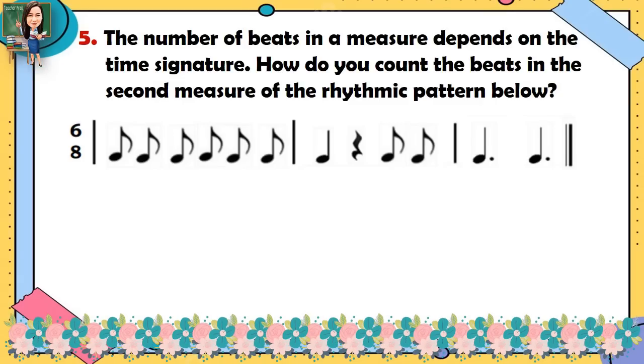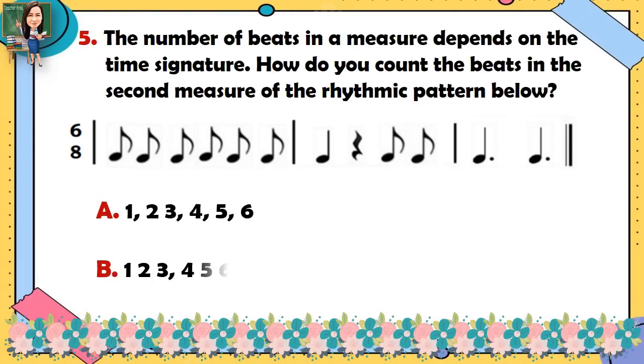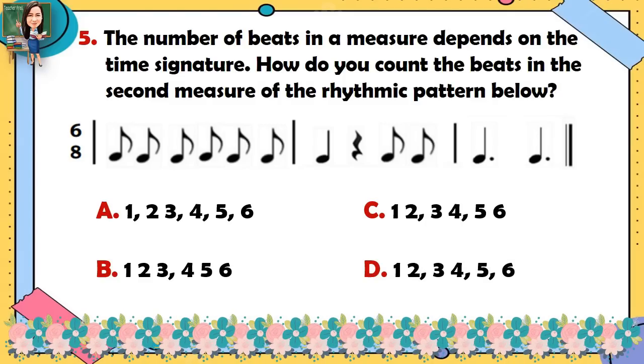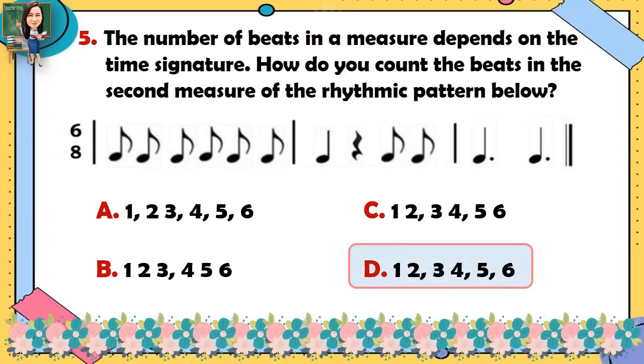Number 5. The number of beats in a measure depends on the time signature. How do you count the beats in the second measure of the rhythmic pattern below? A, B, C, D? Very good. The correct answer is letter D.